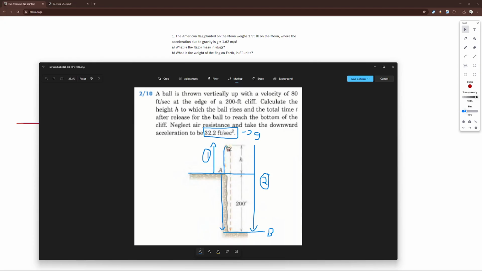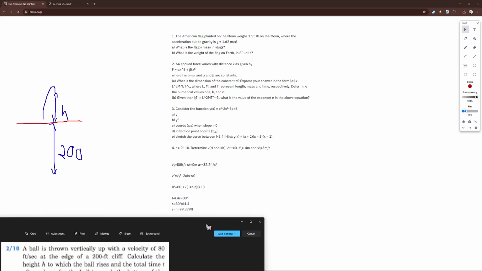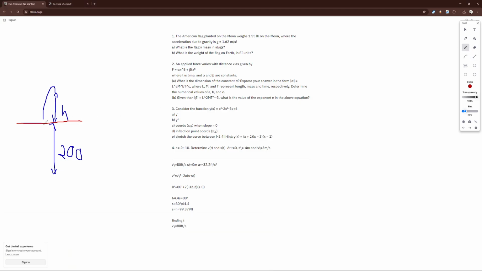You're not factoring this part in because that doesn't really matter. That's not from the top of the cliff to the bottom of the cliff. That's from the peak of the throw to the bottom of the cliff, right? You're looking for directly A to B, so I can add that onto this diagram as well. You're looking for the distance from here to here, just a straight line. So how long it takes to go through the 200, basically.